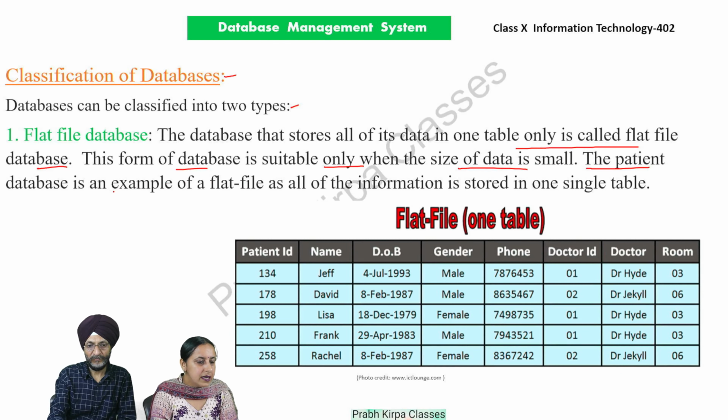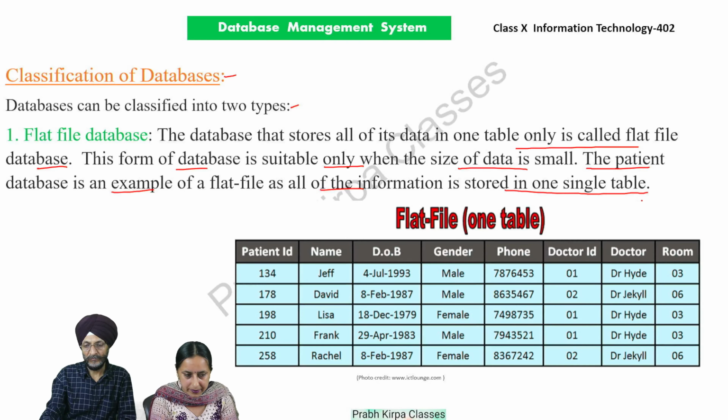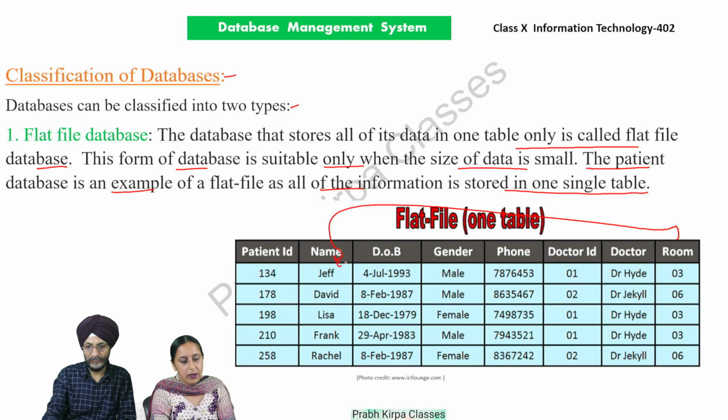The patient database is an example of a flat file as all of the information is stored in one single table. You will find from the single table what is the room number allotted to a particular patient, what is the name of the doctor which is treating a particular patient, etc.